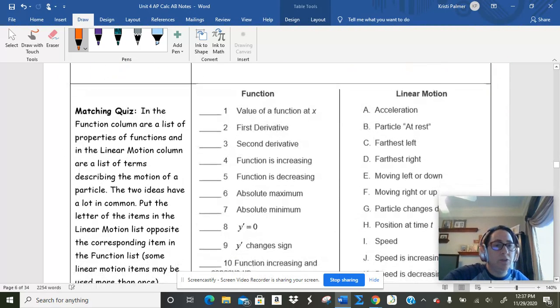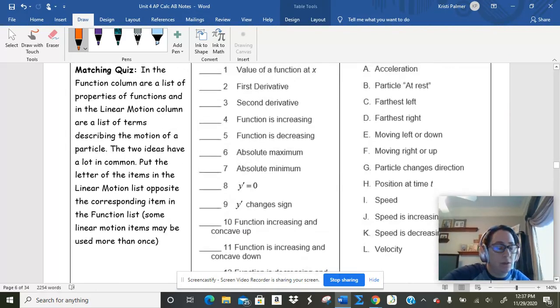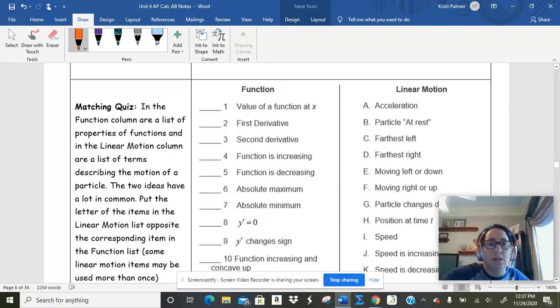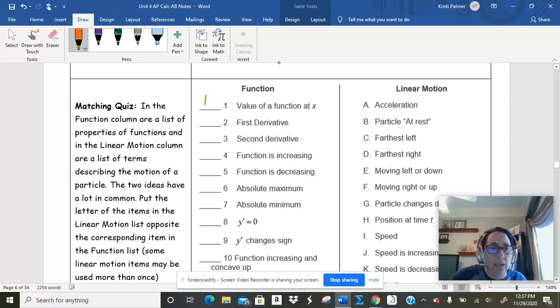I also want you to try this matching on your own, and then I'm going to give you the answers. So make sure you pause and see if you can get to these. Take your time and do it on your own. Don't just write what I write. This is good to practice.